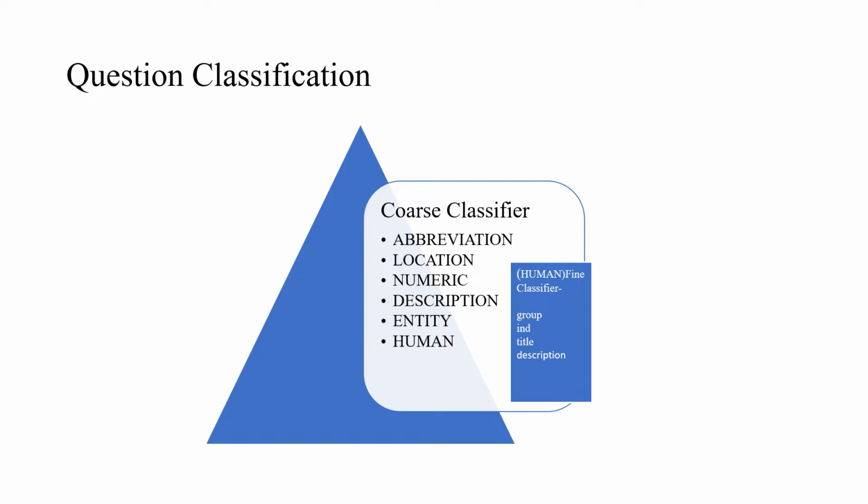Let's take the example of human. A human can belong to any group, and each group can have its independent name. It can have its title also. It can have different descriptions depending upon the different group and title, like that. So on the basis of this classifier, we will classify our question, in what category the question falls.